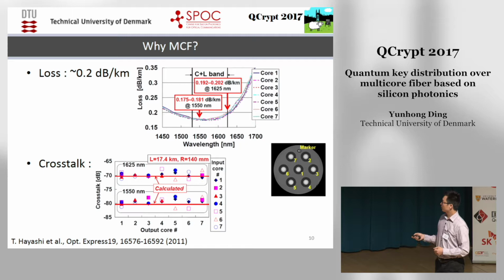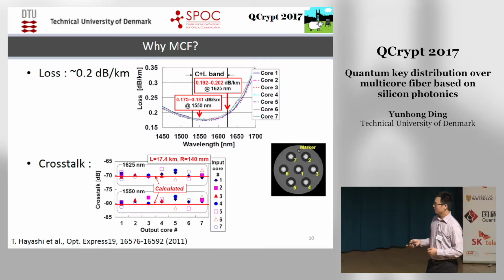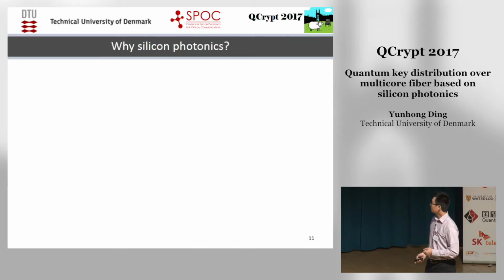And the crosstalk, even after 17 kilometers, is still below minus 70 dB. So these are very unique properties and could be very useful for quantum key distribution. So consider why silicon photonics.